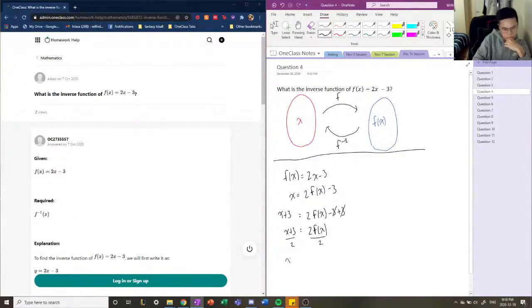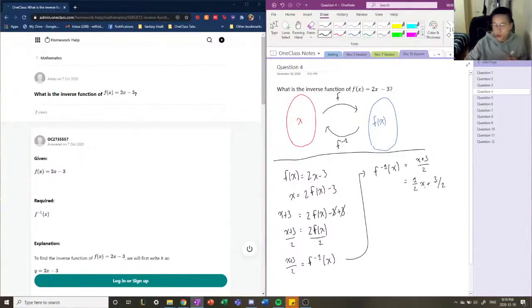We're left with x plus 3 divided by 2 equals f inverse of x. I'm going to change the notation now. So now we know that our inverse function is x plus 3 divided by 2, or 1 over 2 x plus 3 over 2. So it's also a linear function, and this will take the y values of our original function 2x minus 3 and relate them back to their x values.